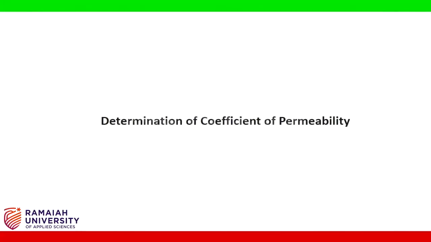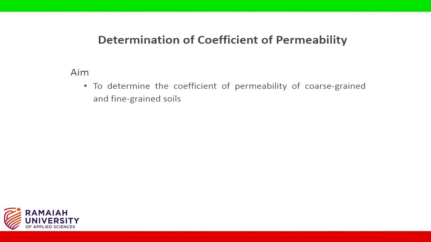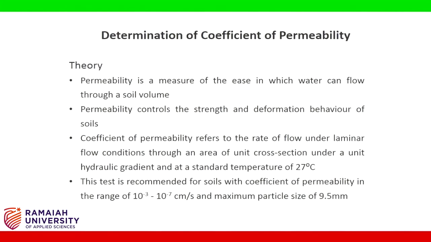Hi students, let us discuss determination of coefficient of permeability. The aim of the experiment is to determine the coefficient of permeability of coarse-grained and fine-grained soils. Permeability is a measure of the ease with which water can flow through a soil volume. Permeability controls the strength and deformation behavior of soils.